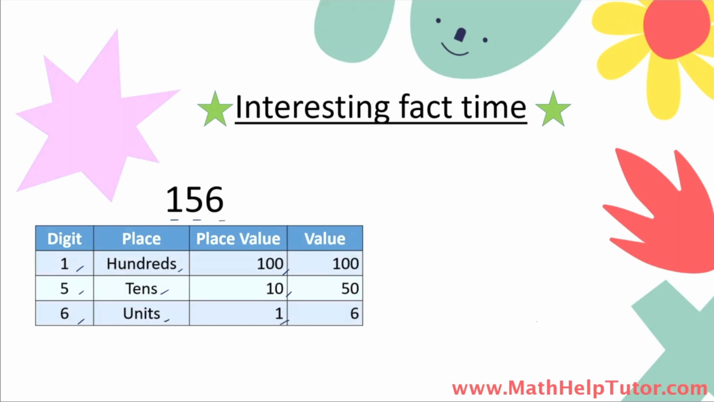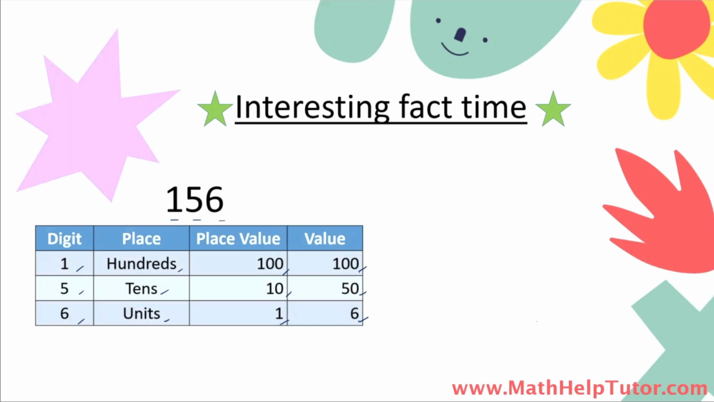And of course, the total value would be place value multiplied by the digit. So the digit 1 has a value of 100, digit 5 has a value of 50, and the digit 6 has a value of 6. Next, we can represent each value with blocks.